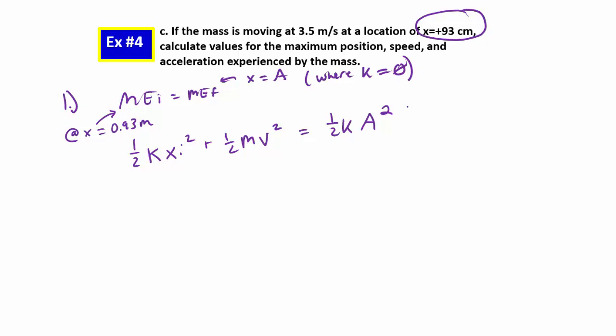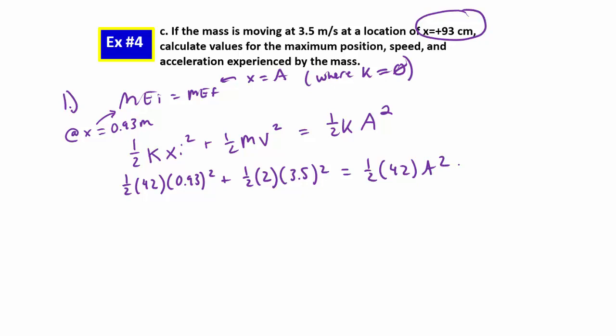So I have enough information given to me now in the problem. We know that the spring constant was 42, and the stretch distance was 0.93 meters, and we're going to square that, plus 1/2, the mass was 2 kilograms, and we were moving 3.5 meters per second. We're going to square that, so it'll equal 1/2 times 42 times A squared.